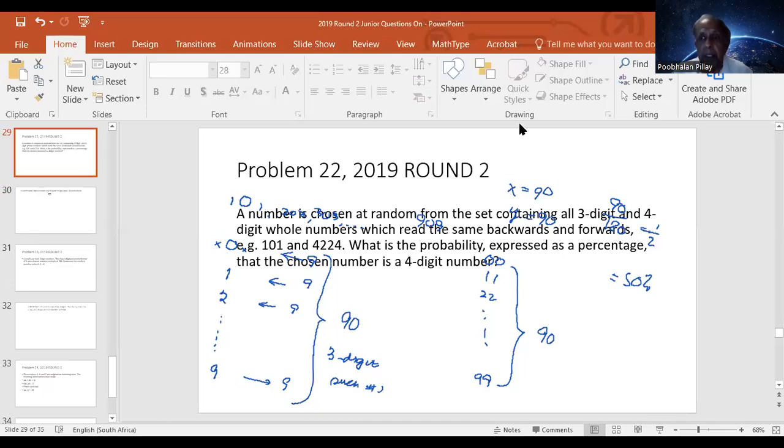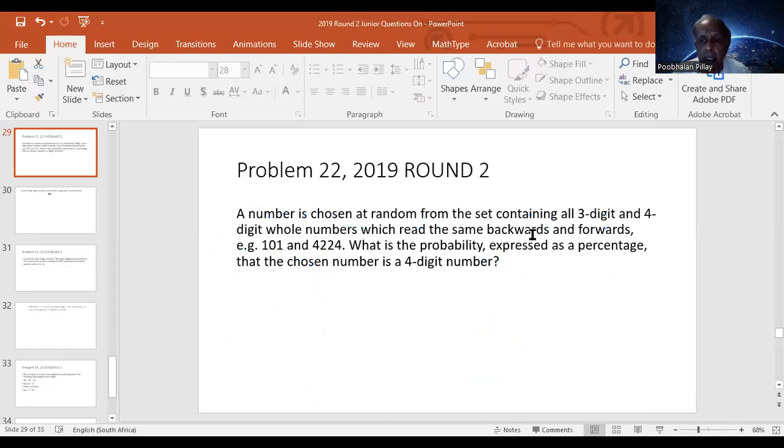Remember, the question said you need to calculate this as a percentage. Expressed as a percentage, okay? So we have to write it down like that. If you put a half, you get it wrong, because you're not answering the question. It must be expressed as a percentage, so it'll be 50%. All right, so that is problem number 22. Problem number 23 is the next one that we go to.